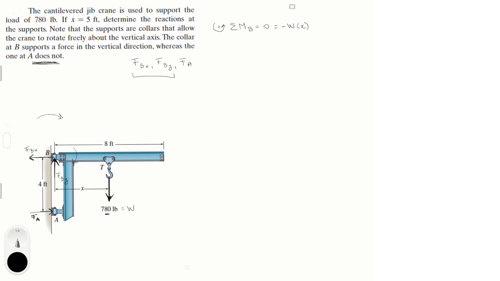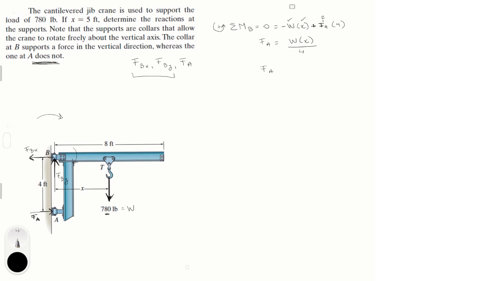And then we have F of A, which is the horizontal reaction at A, times the distance from B to A, which is 4 feet. And it's actually trying to turn it counterclockwise to make up for the weight. So we have the weight, we have X, and we're trying to find F of A. Let's find it. F of A is equal to W times X over 4, right? W times X over 4, yeah.